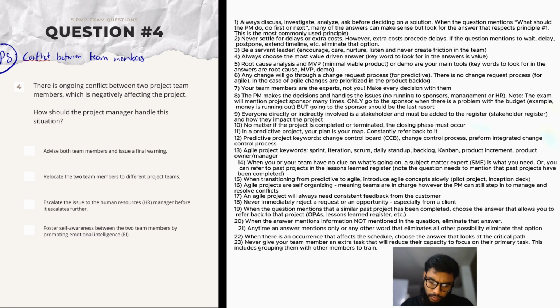Advise both team members and issue a final warning. So advising team members is good. Issue a final warning. This is something that's not in the style of the PMP, nor is it servant leader like. Okay, so contradicts principle 3.